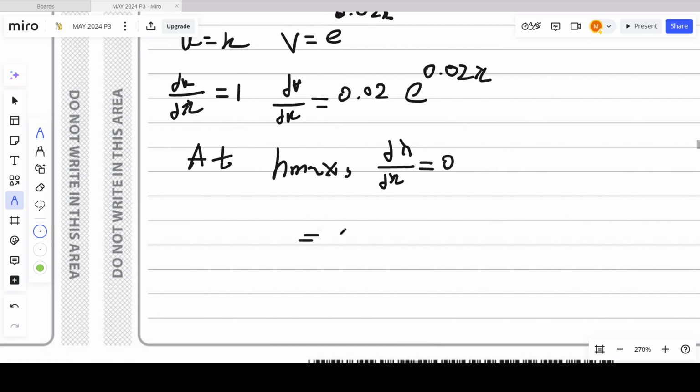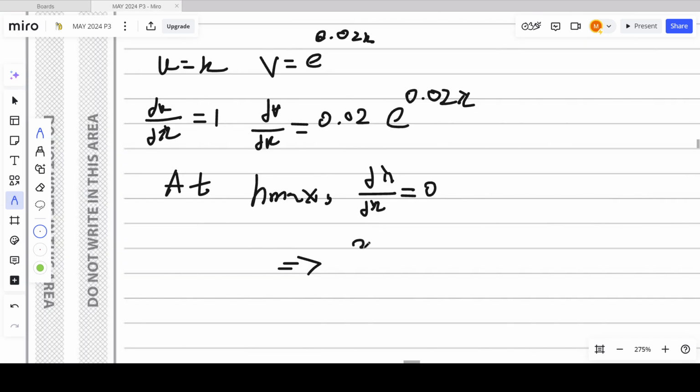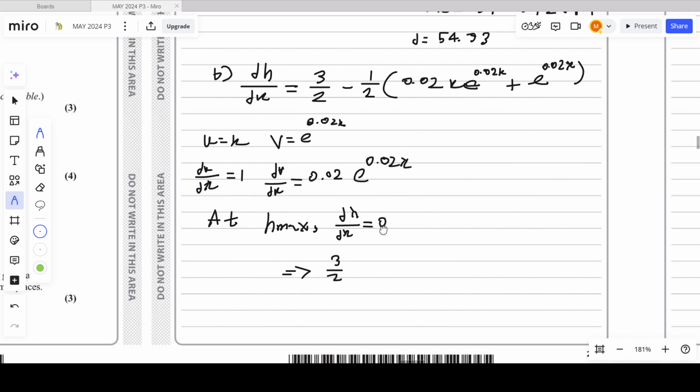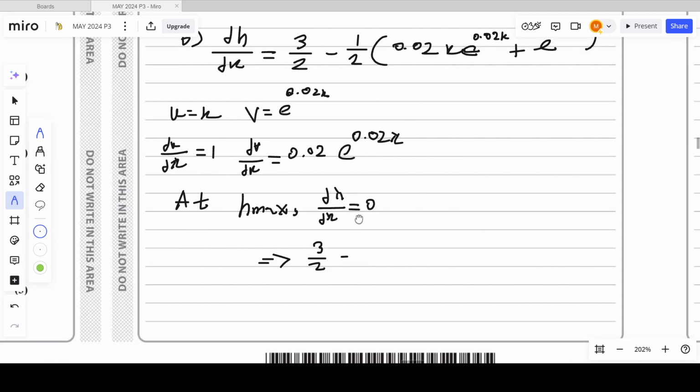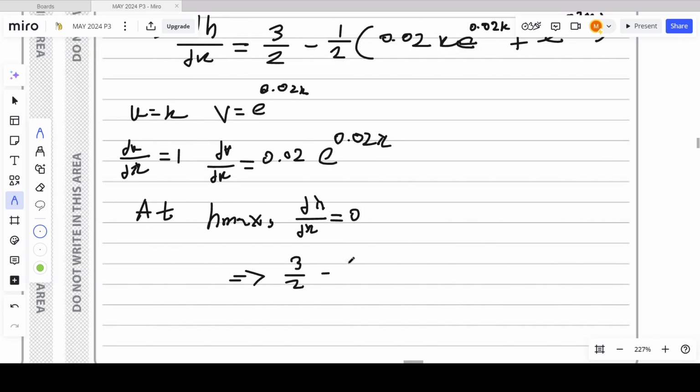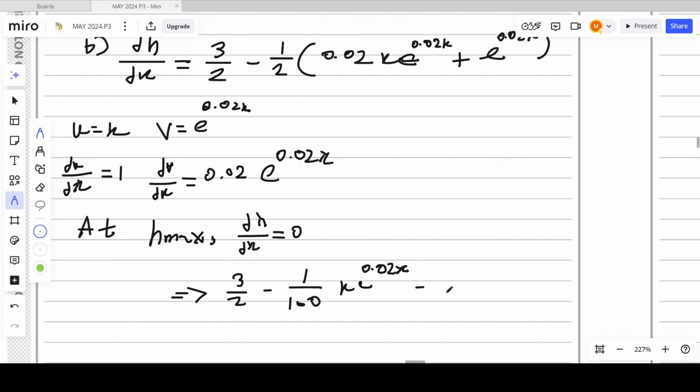So equate this. dh over dx equals 0. So you'll get 3 over 2, then negative half. So multiply now with the bracket. Negative half, half is there. So half times 0.02 gives 1 over 100. So this is 1 over 100 x e to the power 0.02x, and then minus half of e to the power 0.02x equals 0.